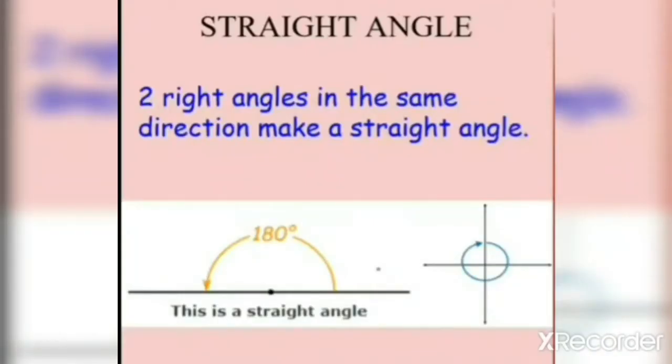Straight angle. What is a straight angle? 2 right angles in the same direction make a straight angle. The measurement of a straight angle is 180 degrees. Let us learn through one example. Here we have 4 directions: north, south, east and west.